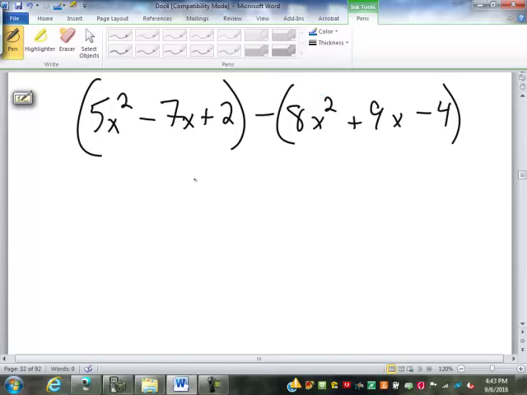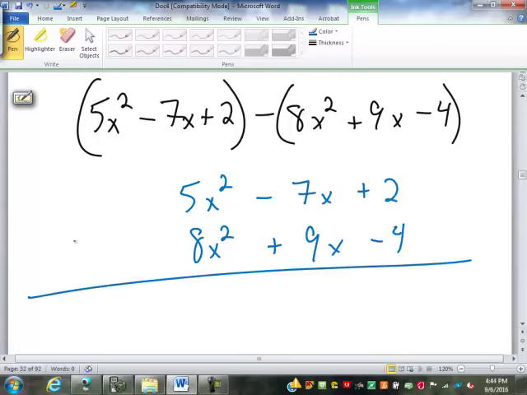So let's work with something like this. We're going to set it up: 5x squared minus 7x plus 2, minus 8x squared plus 9x minus 4, and we are subtracting right down the columns. So we got to remember we're subtracting. This is 2 minus a negative 4. 2 minus a negative 4, which becomes what? 2 plus positive 4. So that's going to be a positive 6.